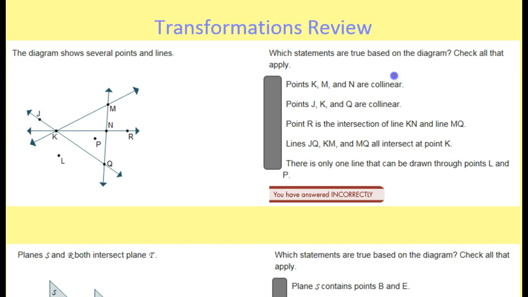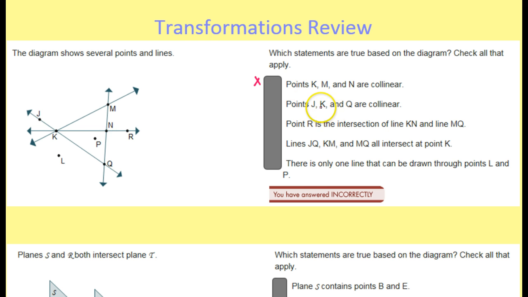Now this word collinear means that they are all on the same line. So if I have a line and I have points like this, alright, got these 3 points, A, B, and C. I could say that points A, B, and C are collinear. So you need to know that information. So, points K, M, and N, are they collinear? Well, here is K, here is M, and here is N. Is there a single line that could contain all 3 of these points at once? No. So that's a no.